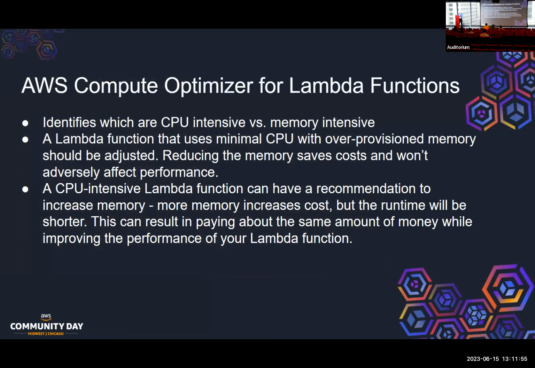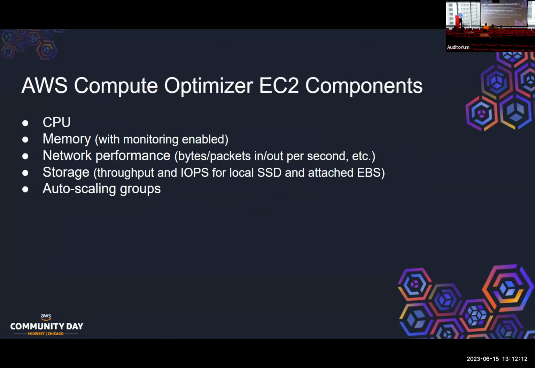A CPU intensive Lambda can have a recommendation to increase memory, which increases cost, but then the Lambda runs in a shorter amount of time, and it can tend to be a wash as far as cost goes, and you get something that performs better for about the same amount of money.